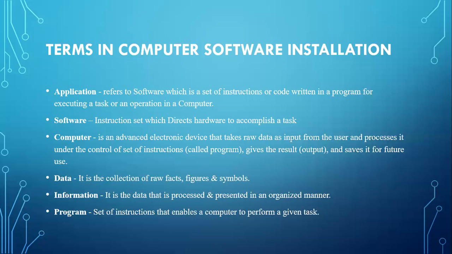We also have data, which is the collection of raw facts and figures and symbols. So when the data is processed, we have information, which we can say is the data that is processed and presented in an organized manner, which the user can understand. The last term we have is the program, and a program is a set of instructions that enables a computer to perform a given task.